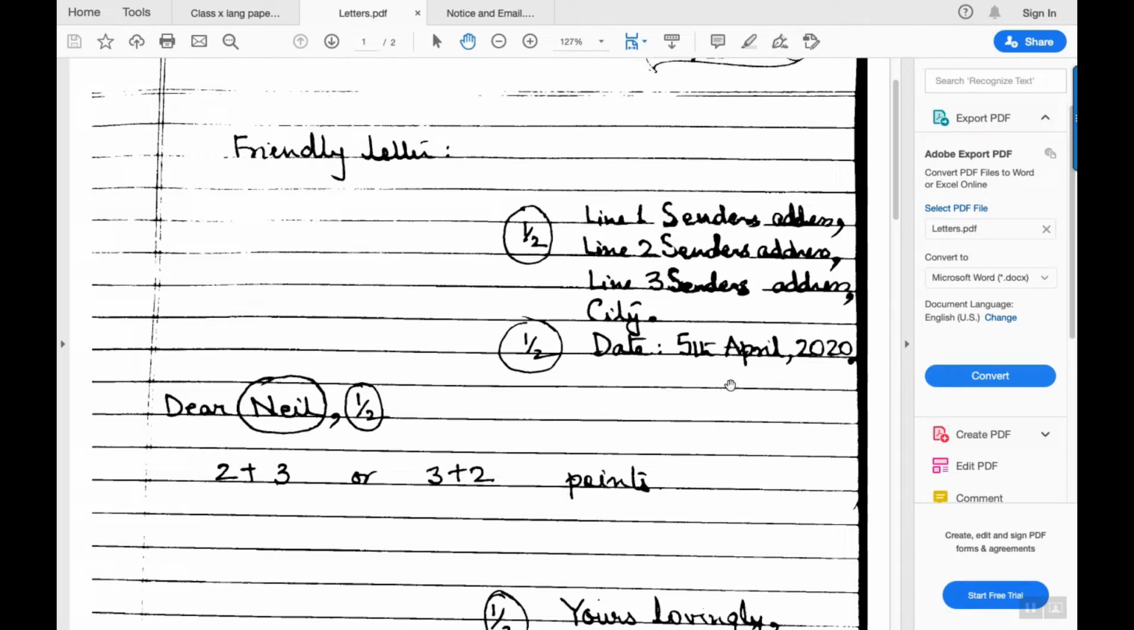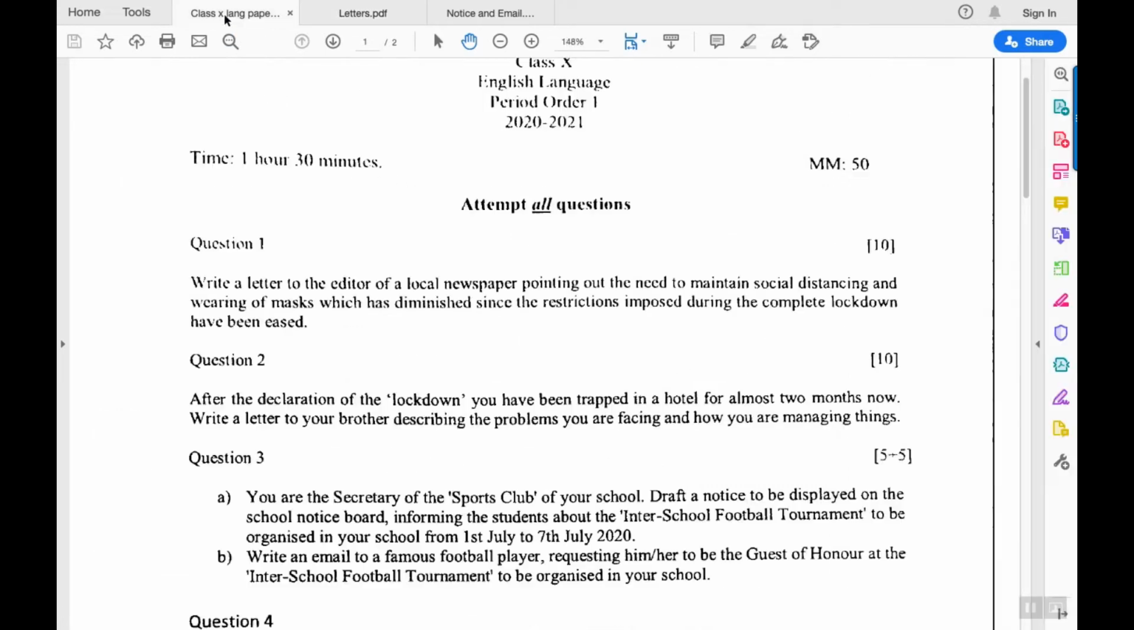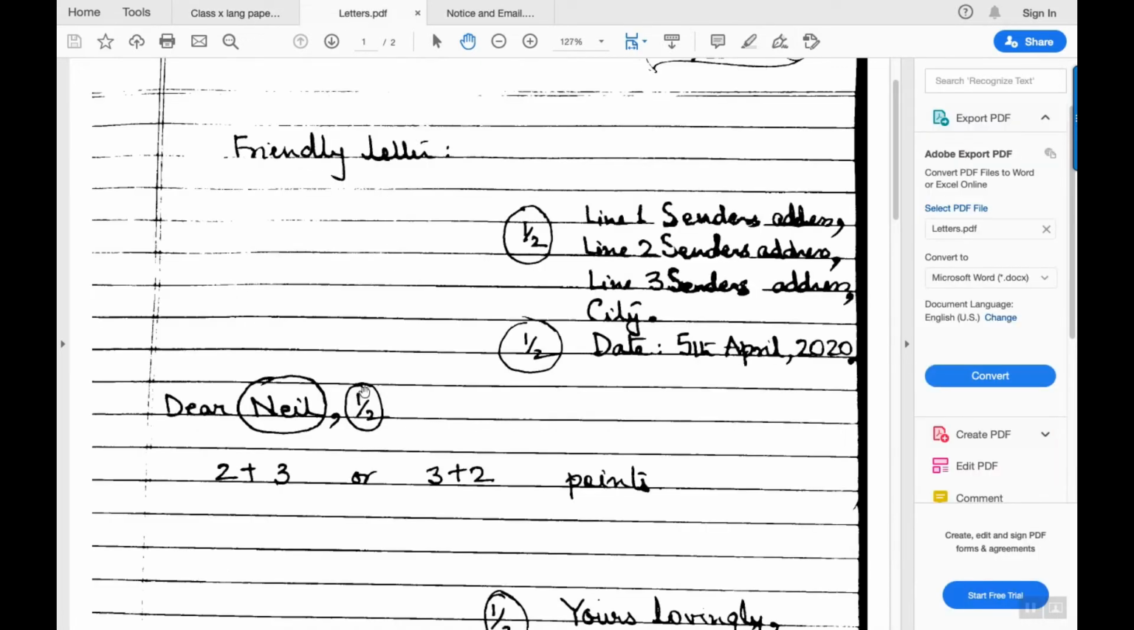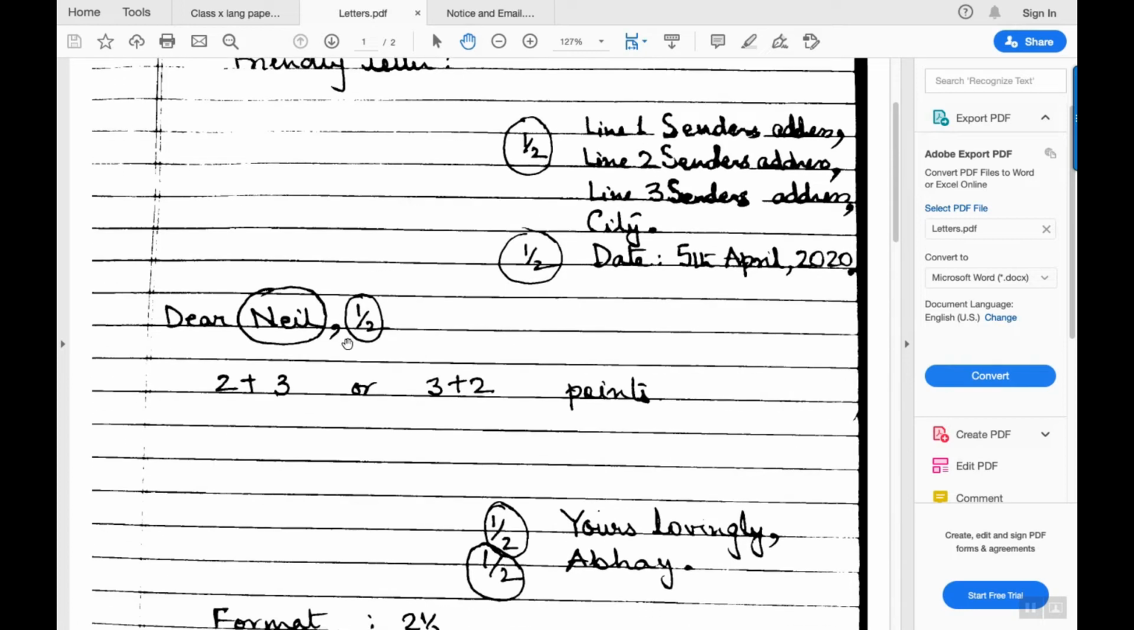Now, who was this letter to be addressed? It was to be addressed to your brother here. So if you are writing dear brother, you lose this half a mark. It has to be a name. Your brother has a name. It will be dear Sunil, dear Rajesh, dear whatever. It may be your brother's name. So this will be there. Now this carries half a mark.